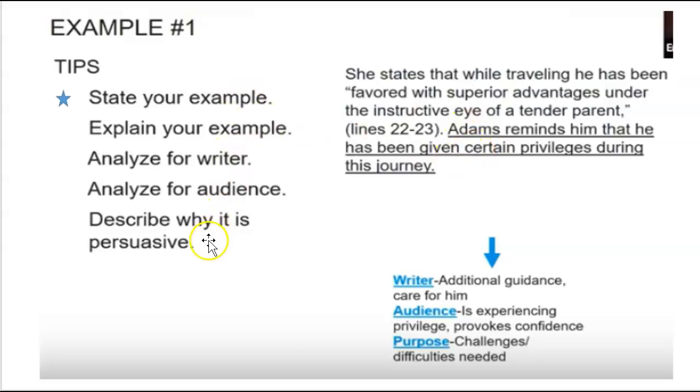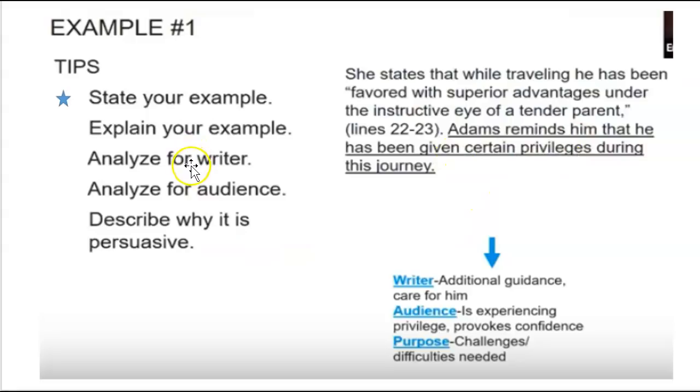And so here are the tips. This is kind of our checklist of what we want to include in our commentary to earn that sophistication point. So notice I've put a star by state your example. Yes, she has clearly stated her example here, and that's with the evidence. And she's kind of touched on the audience a little bit, but it's not enough. So I didn't put a star here, but it kind of touches on the audience when she says Adams reminds him that he has been given certain privileges during this journey. We realize now that John Quincy Adams, the audience, has those certain privileges, but it needs to be expanded on.